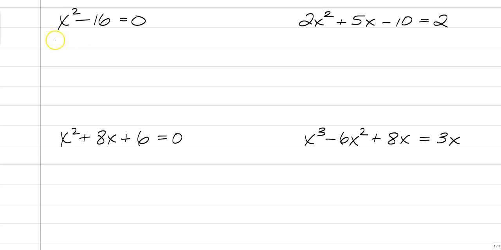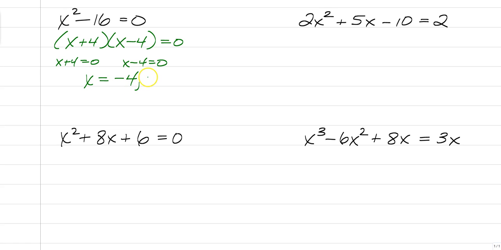So this is the difference of 2 squares. You should have had x plus 4 and x minus 4. And that's equal to 0. Set each one of them equal to 0. And for this one, you should have gotten x equals a negative 4 and a positive 4. If you got that, you are correct.